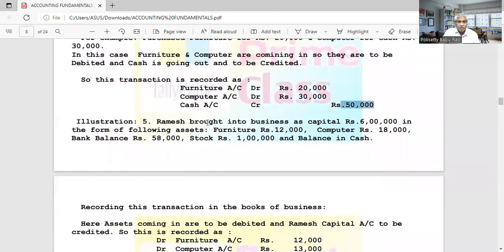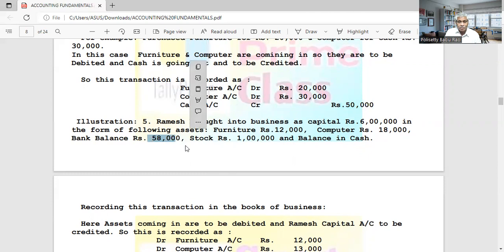Here, see, Ramesh brought into business as capital 6 lakhs in total. So all the 6 lakhs is not cash; it is in the form of the following assets. They can bring not only cash, he can bring any assets. If he has some assets like computers, furniture, the proprietor can give them to the business. Okay, here, furniture 12,000, computer 18,000, bank balance 58,000.